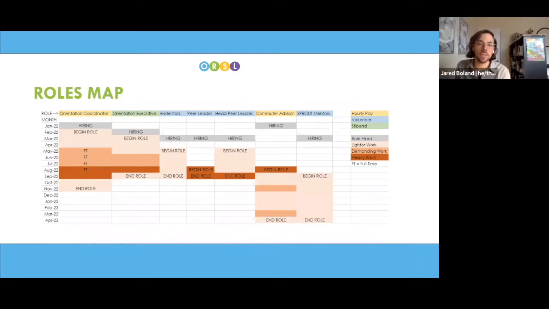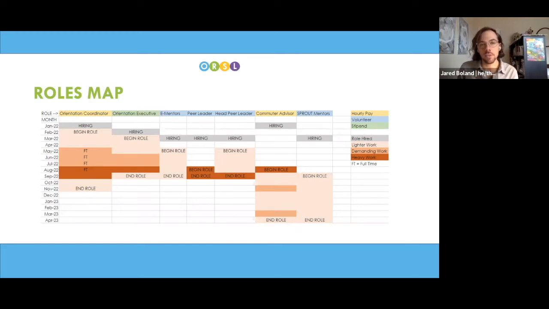So what this table shows is the hiring timeline and then the work timeline of each of the roles that we're hiring for. The two columns in yellow, the far left and the second from the right, orientation coordinator and community advisor, those roles have closed. The applications for those roles have closed. The rest, the green and the blue columns, orientation exec, EMentor, peer leader, head peer leader, and Sprout mentors, those are still open.